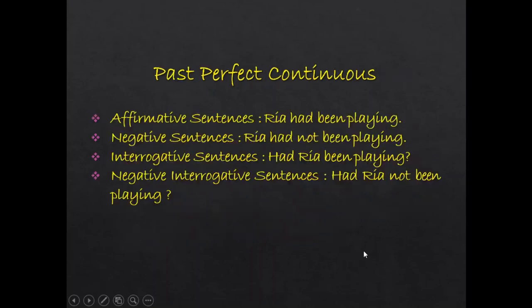We write it as, in affirmative sentences, Ria had been playing. Negative sentences: Ria had not been playing. Interrogative sentences: Had Ria been playing? And negative interrogative sentences: Had Ria not been playing?